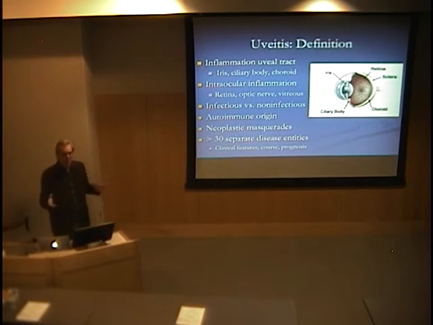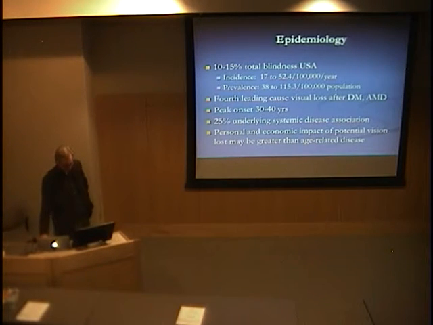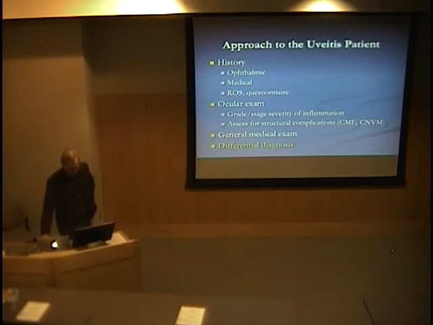And so all in all, uveitis is not one disease, but represents about 30 distinct entities with typical clinical features, course, and prognosis. It is not a trivial disease, representing between 10 and 15% of blindness in the United States, and is the fourth leading cause of visual loss after diabetes and age-related macular degeneration, making the personal economic impact of potential visual loss possibly greater than that of age-related disease, given that the peak onset is in the most productive years of life.